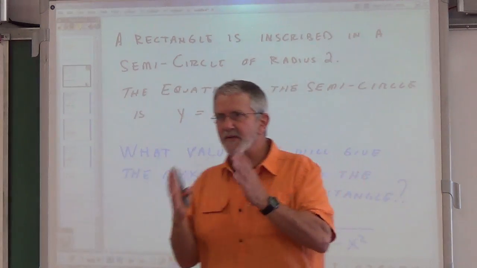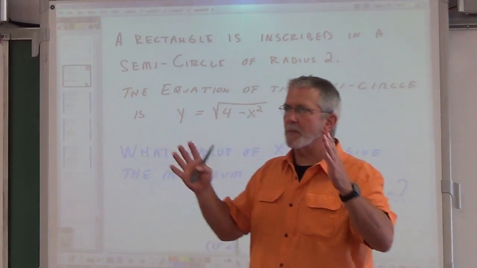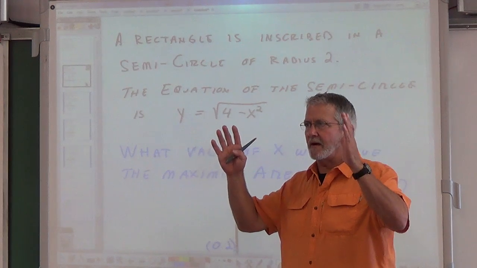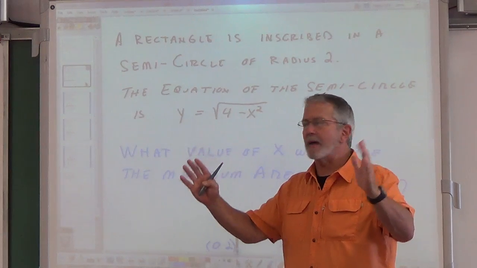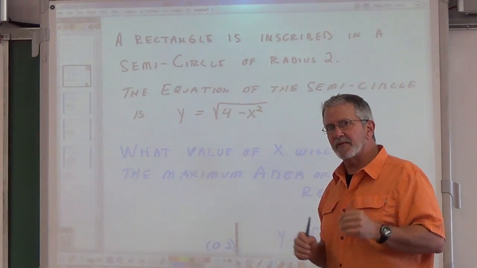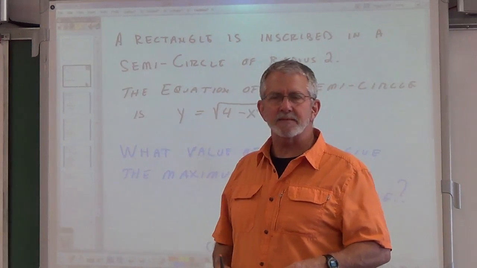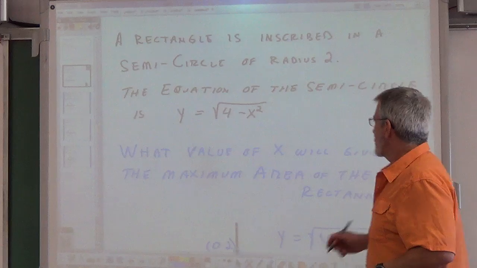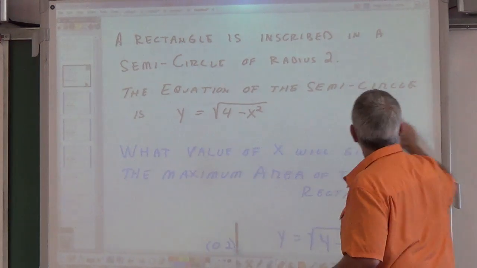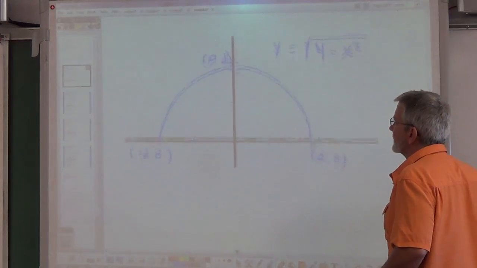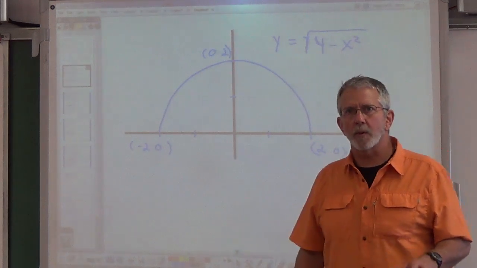What do we want to do? We want to find the x value that yields the maximum area, the area of the rectangle, the largest rectangle that I can inscribe in this semicircle. That's what we want to find. And then we might, as a little addendum, find what the maximum area is for that rectangle. So let's look at this. Let's start off by just looking at this semicircle and see what we're talking about here. This is the semicircle. This is the equation of the semicircle. y is equal to the square root of 4 minus x squared.